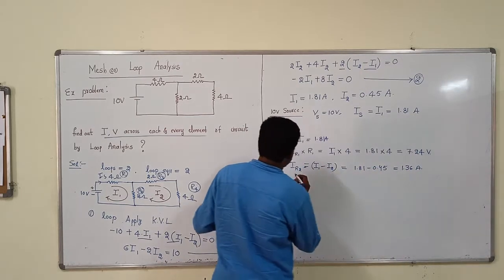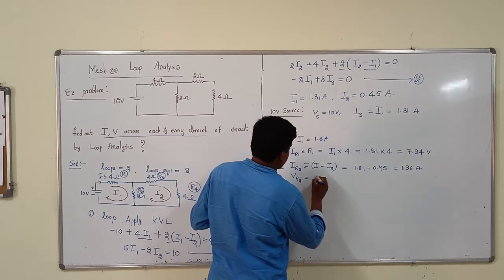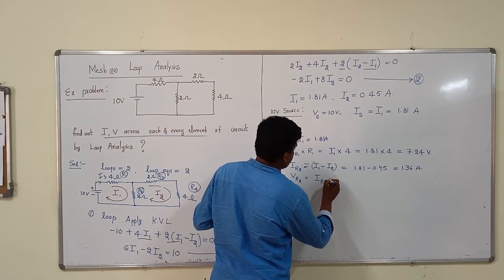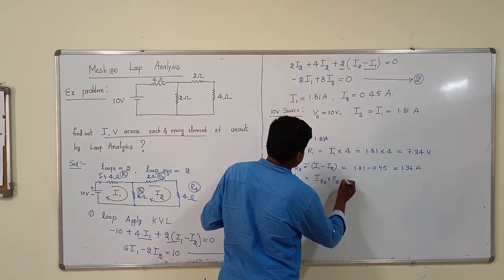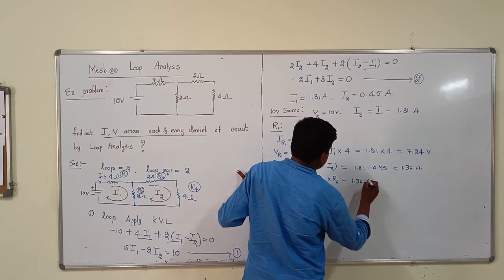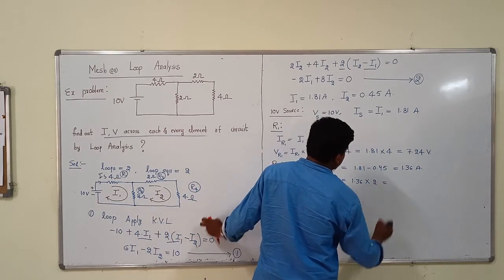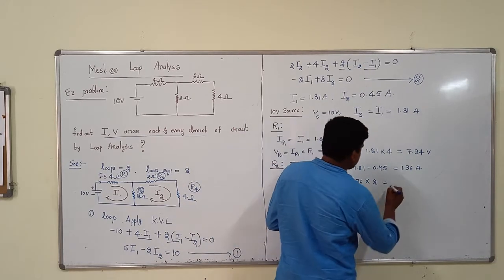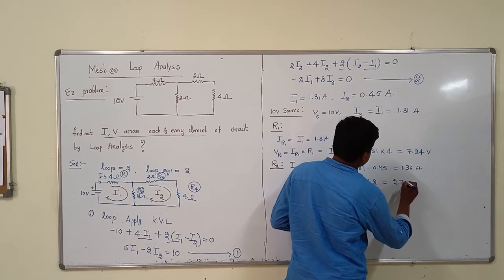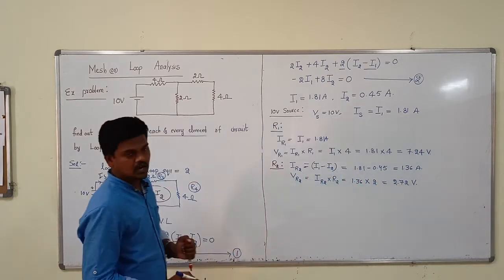Next, what about the voltage across R2? It is the current across R2 into R2. The current across R2, we already found, is 1.36. What about the R2 value? R2 value is 2 ohms. What is the value? This value is 2.72 volts. This is the voltage across R2.